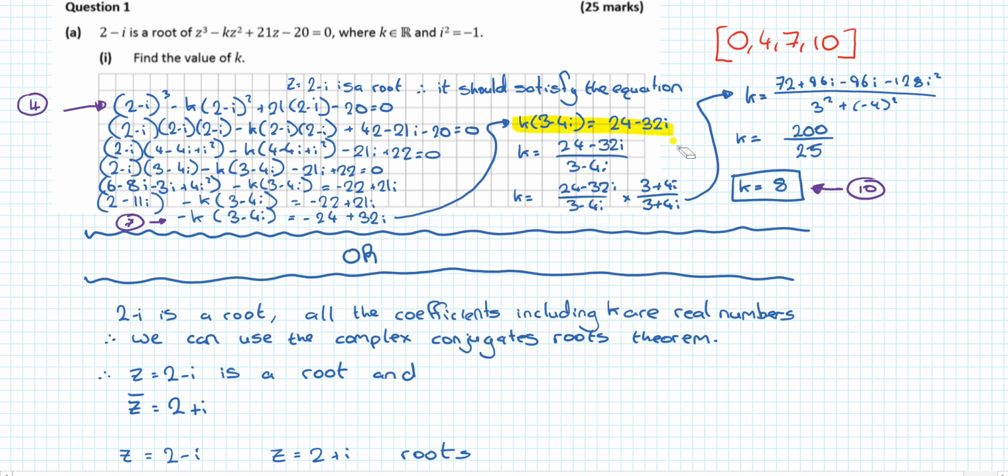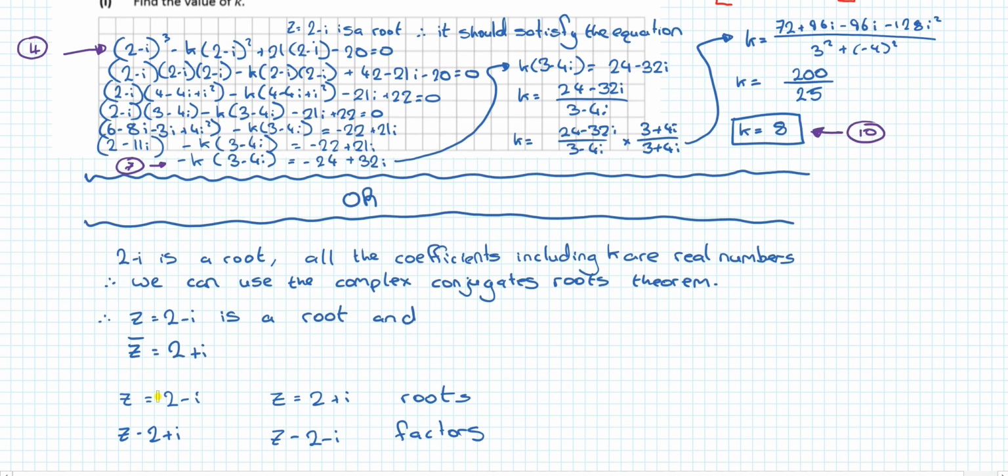That's really important, being able to use the complex conjugate roots theorem. So this is the second way of doing the question. We know that 2 minus i is a root, so therefore I know the conjugate is a root. 2 plus i is also a root. Okay, so I have two roots now. z is equal to 2 minus i and z is equal to 2 plus i.